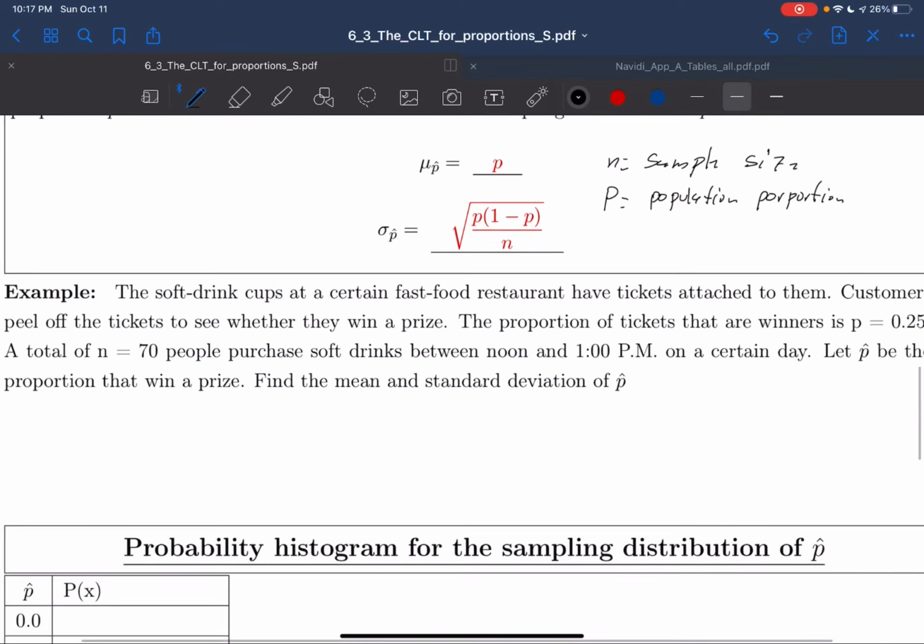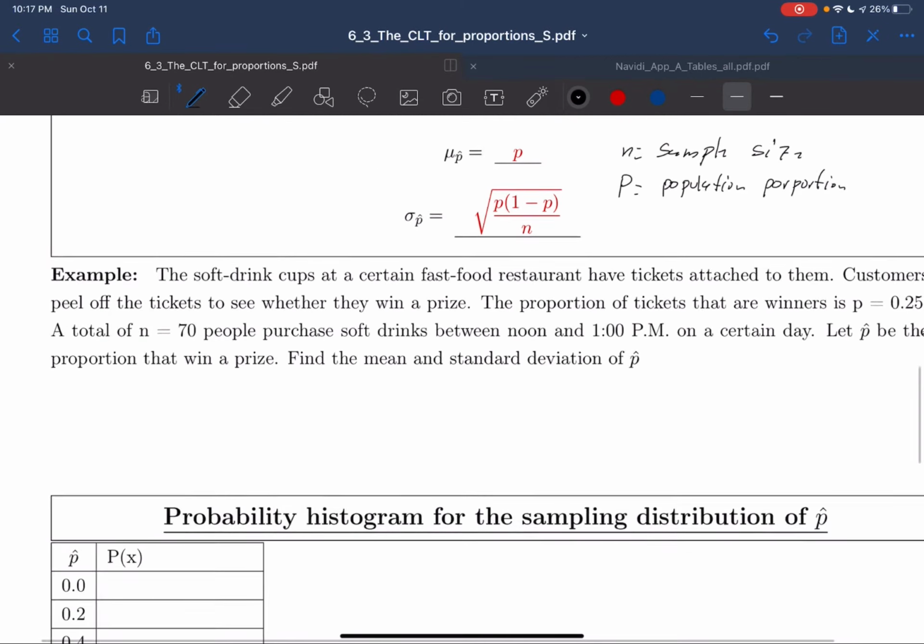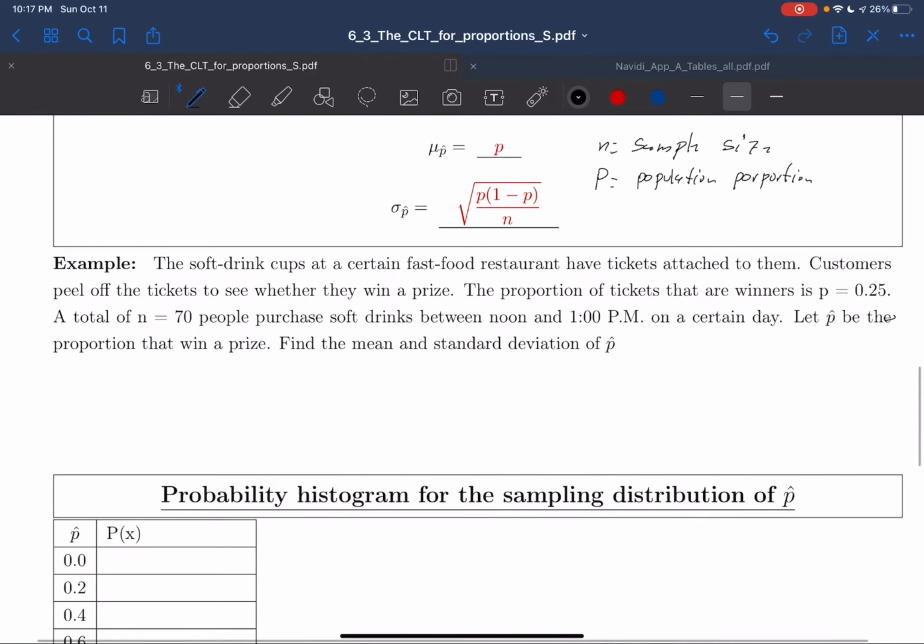So let's do an example. Soft drink cups at a certain fast food restaurant have a ticket attached to them. The customer peels off the ticket to see whether they win a prize. The proportion of tickets that are winners is 0.25. A total of n equals 70 people purchase soft drinks between noon and 1 p.m. on a certain day. So here, we're going to let p hat be the proportion that wins a prize. We want to find the mean and standard deviation of our sampling distribution p hat.